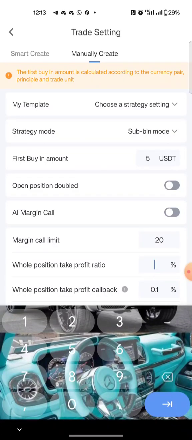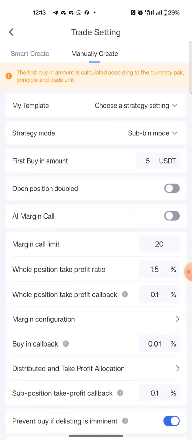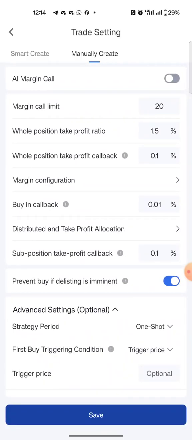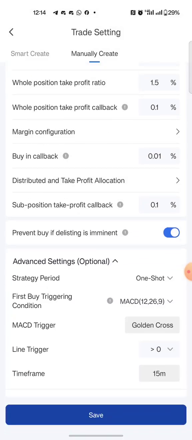Since we are using 15 minutes, I would advise 1.2, 1.3 take profit, or 1.1 or maximum 1.5. Let the whole position take profit be 0.1, so that maybe if the coin gives more than that, you can be able to set 1.5, and then the robot gives you 10%. So let me say you put in your settings already. Just come down here on advanced option, then tap on trigger price and change it to the MACD.